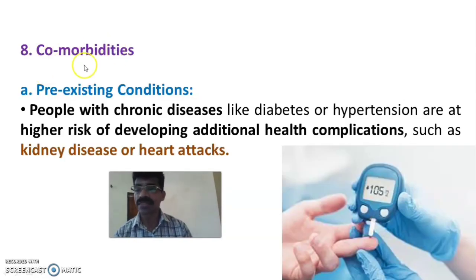Then the eighth major factor is comorbidities. Morbidity is nothing but a disease condition. In that, the first factor is pre-existing conditions.